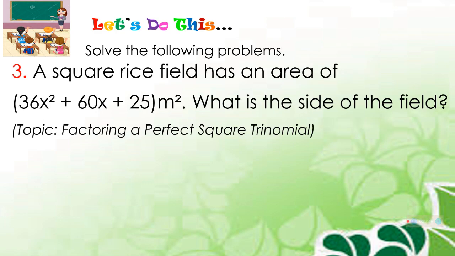To proceed, let us have number 3. A square rice field has an area of 36x squared plus 60x plus 25 square centimeters. What is the side of the field? The topic here is factoring a perfect square trinomial. Pause this video again and solve or factor this.